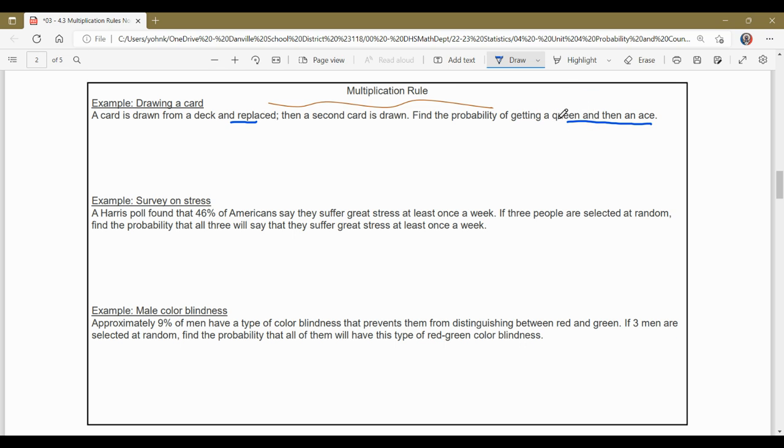So the probability that the first card is a queen is 4 out of 52. The probability that the second card is an ace is also 4 out of 52. So I multiply these together, I get 16 over 2,704. Find the decimal: 0.006. Remember, to multiply fractions, you multiply the tops, 4 times 4, then you multiply the bottoms, 52 times 52.